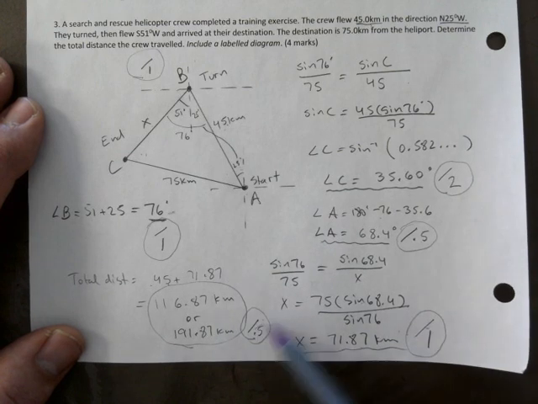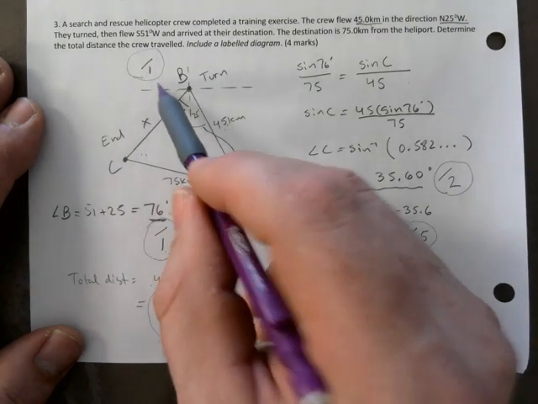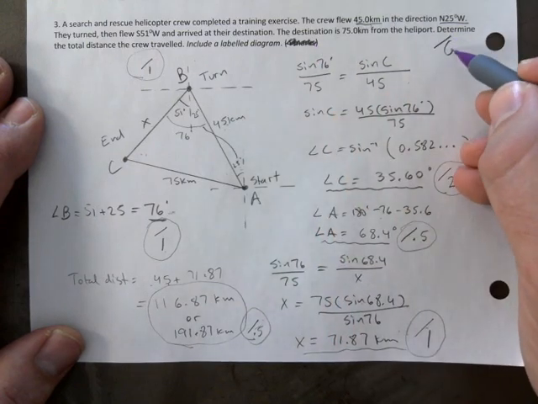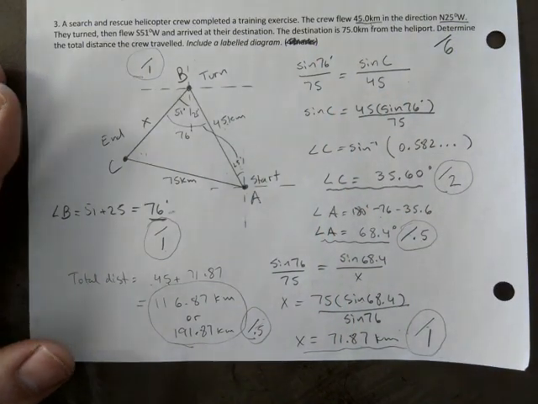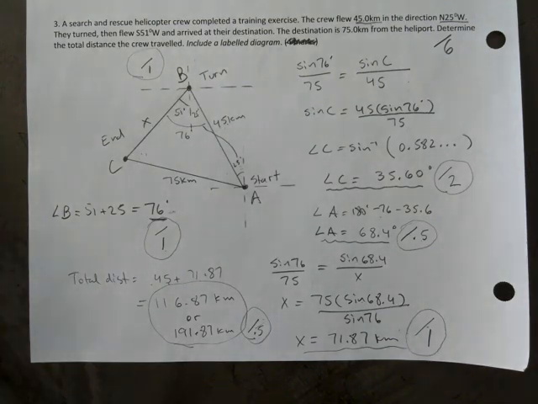So 1, 2, right? 4, 5, 6. So this is not a 4 marker. This is a 6 marker question. Okay. Lots of stuff in this one. One was cosine law, one was sine law. And what I will do is I'll ask you to add it up as best you can.